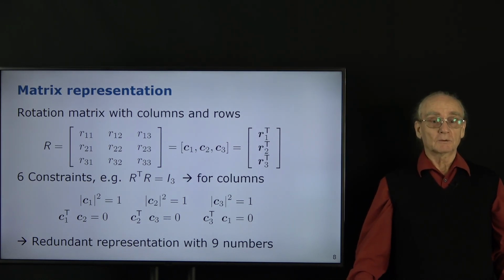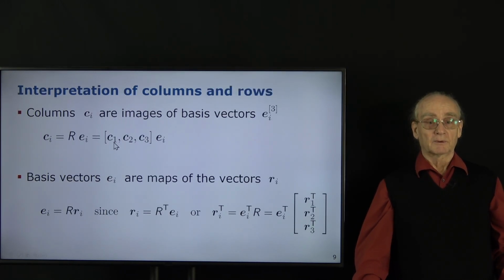The question is, how can you interpret these elements? So let's start with what the columns of this matrix mean. So we have the 3 columns of the rotation matrix. Now let's assume you multiply the rotation matrix with the unit vectors E1, E2, E3.